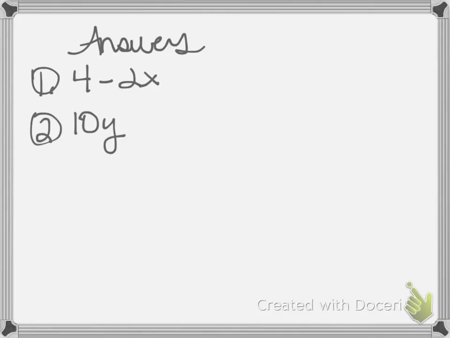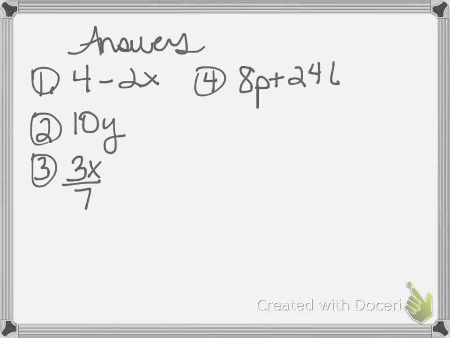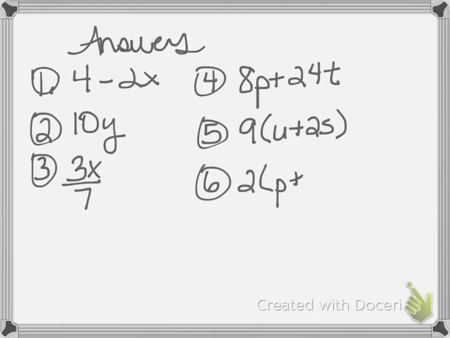Here are your answers for 1 through 6. Number 1 is 4 minus 2x. Number 2 is 10y. Number 3 is 3x divided by 7. 4 is 8p plus 24t. 5 is 9 times the quantity u plus 2s. And 6 is 2 times the quantity p plus 3n plus 11f.